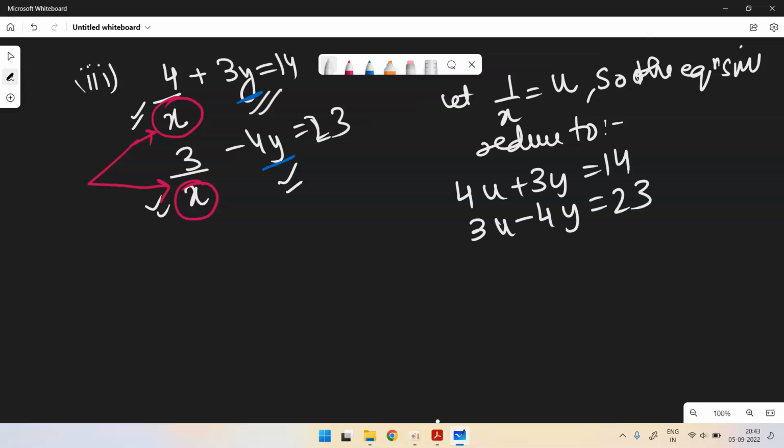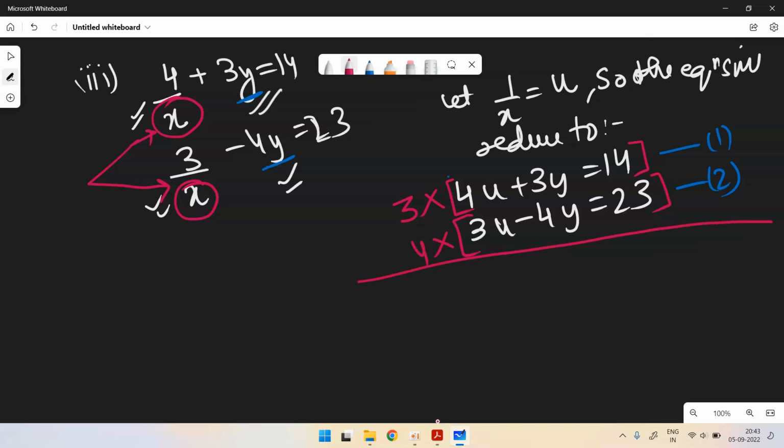Now if you see this, 4 and 3 are a combination of certain things. So this is equation number 1, this is equation number 2, and I will play with these equations. The LCM of 4 and 3 is 12, so 4 into 3 is 12 and 3 into 4 is also 12. Multiply this by 3 and that by 4, and then subtract the two equations.